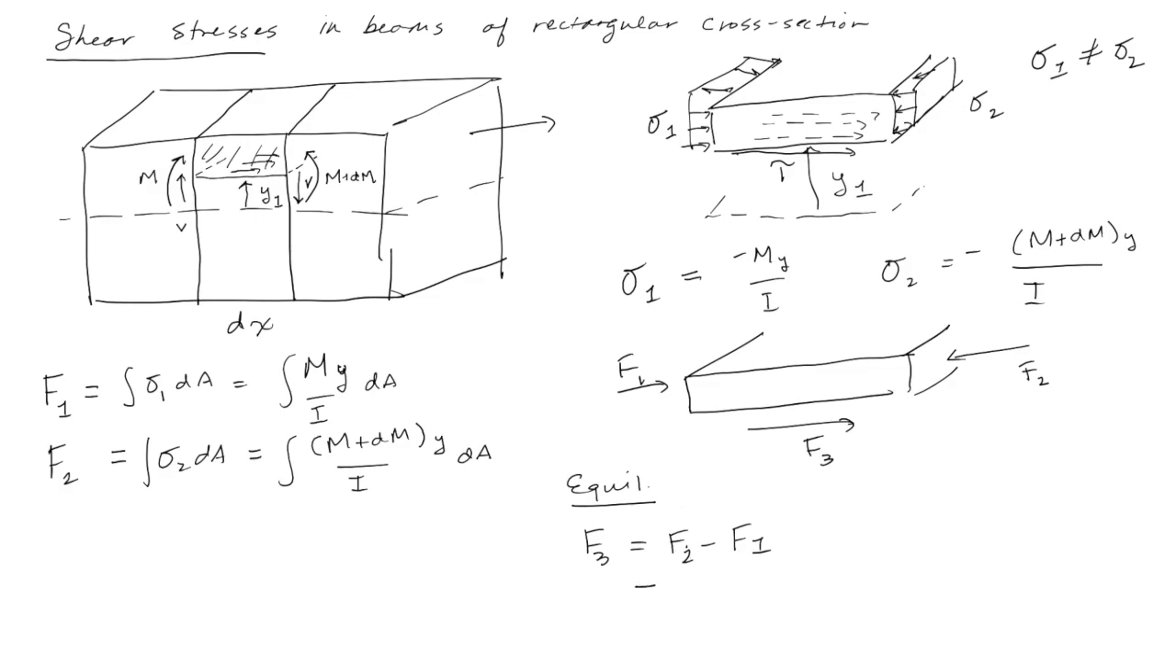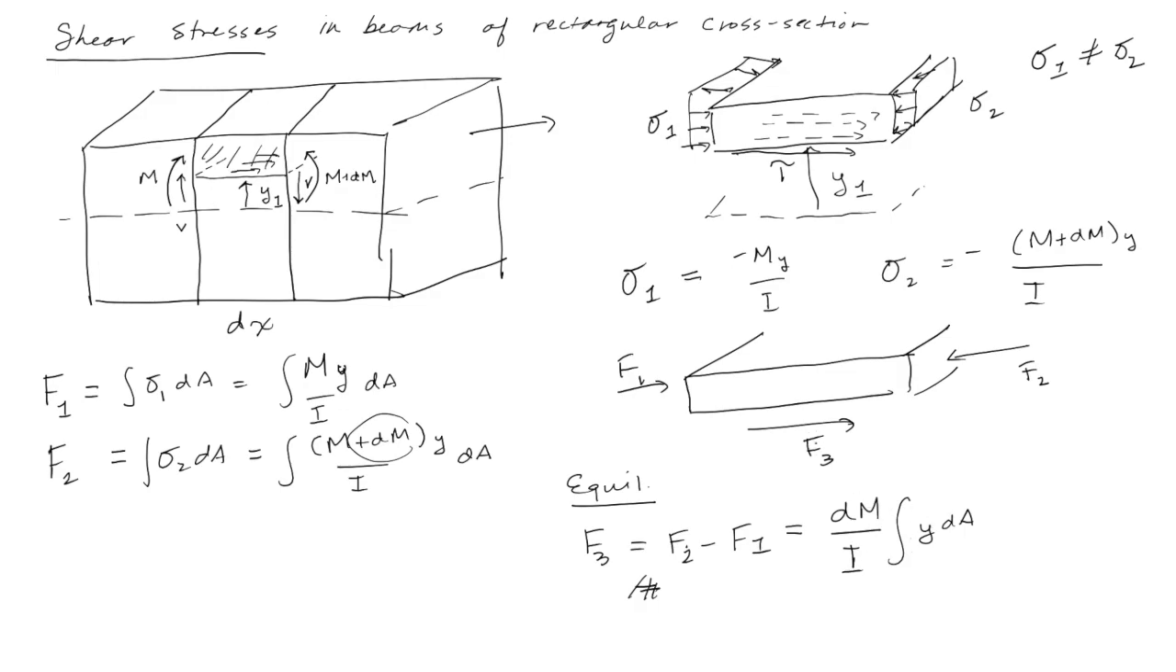So if we plug the expressions for F2 and F1 in, we're going to end up being able to cancel out these m's, leaving us just with a dM term. We end up with dM, and we assume again that dM is constant over I, integral y dA. Now let's go further. F3 can be written in terms of the change in the bending moment, right?